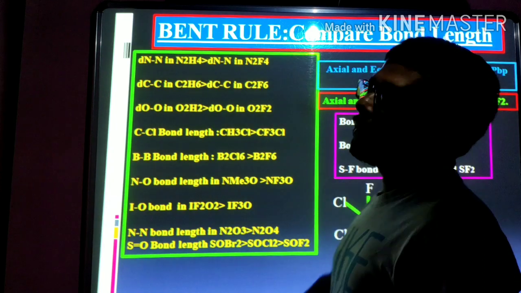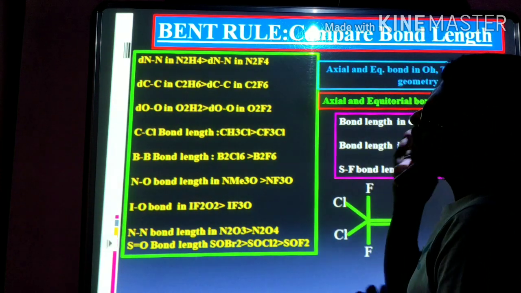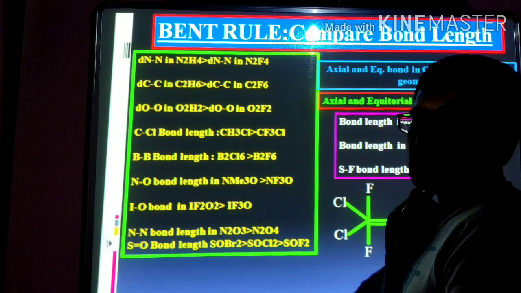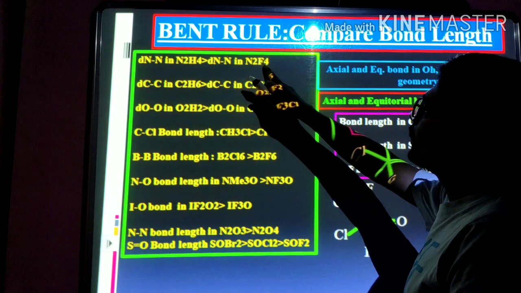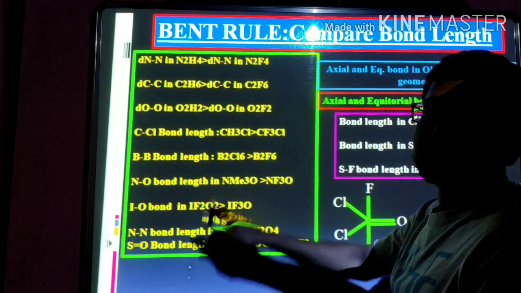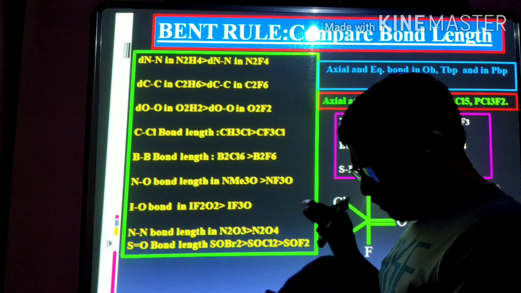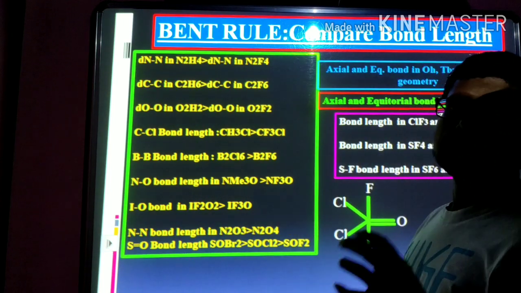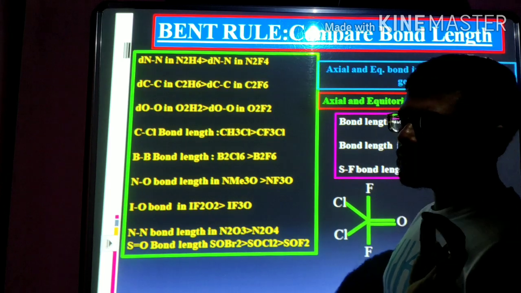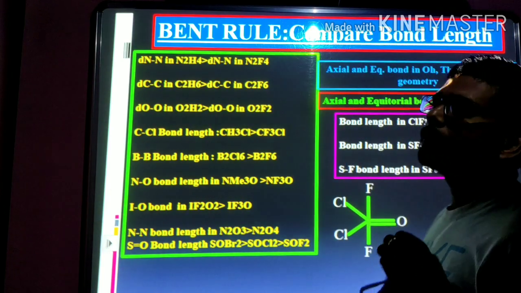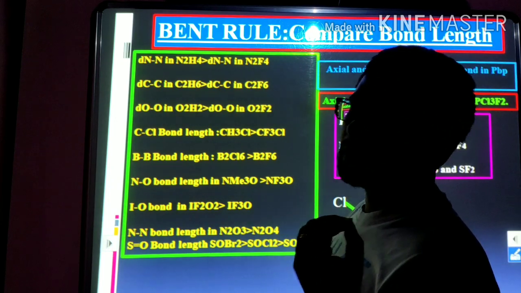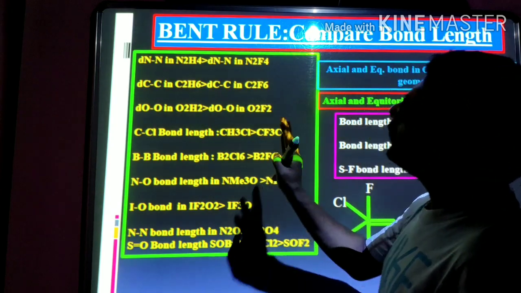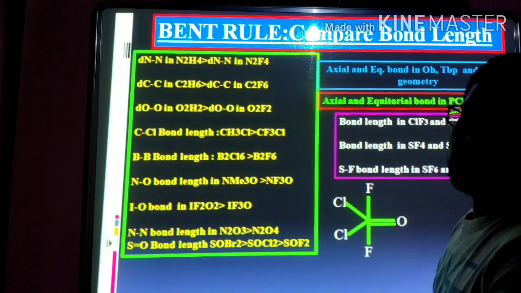Okay, students. Today I am going to discuss the variations of bond length in different molecules. Like you can see, there are lots of molecules, and the bond length will change. It will vary if we change the substituent, meaning if we change the atom, whether we substitute it by an electropositive element or an electronegative element. That will give you a change in bond length.